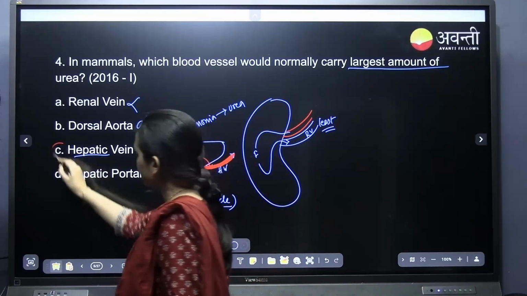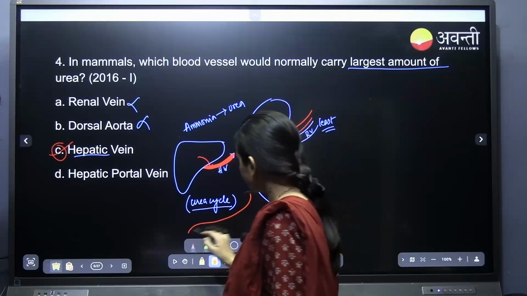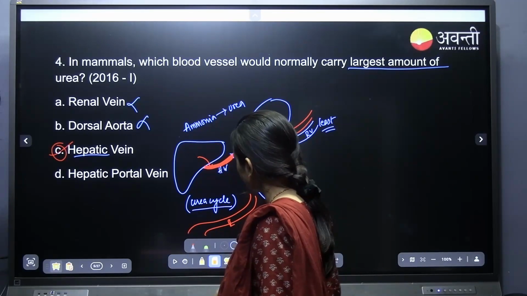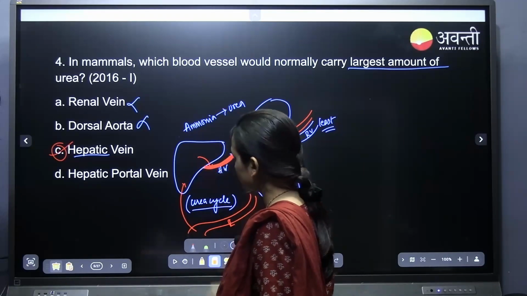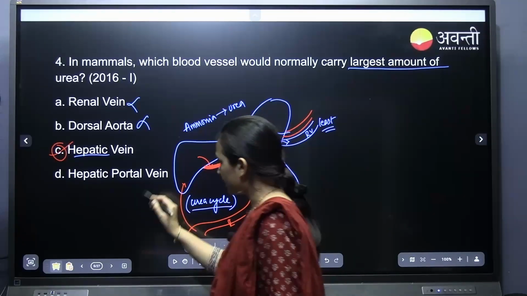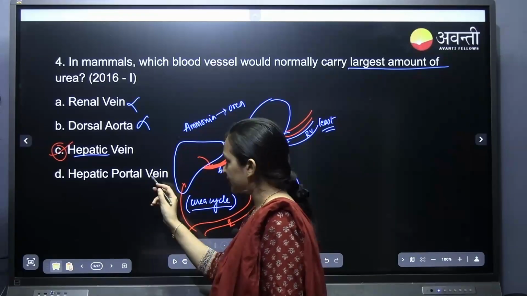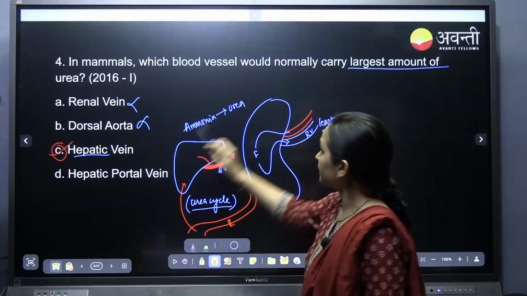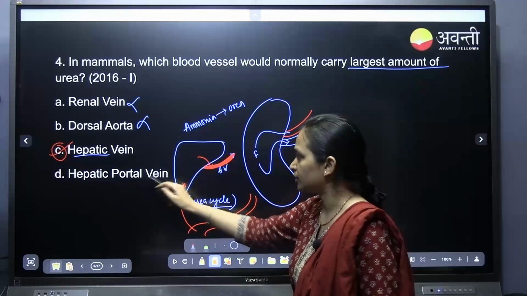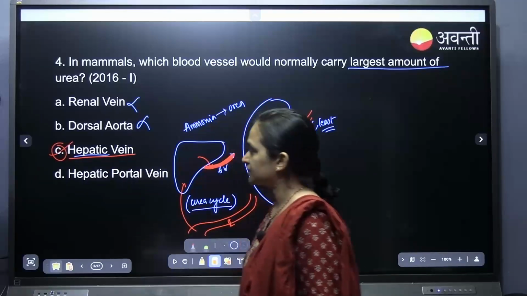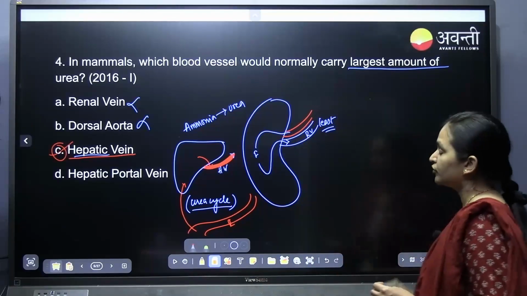Isn't it? Definitely. And hepatic portal vein, what do you mean by hepatic portal vein? From the intestine, this is intestine, the hepatic portal vein is going to the liver. This will have most of the absorbed digested materials like nutrients, so it doesn't contain the largest amount of urea. There will be certain but not much. Here we can say that C, that is hepatic vein, has the largest amount of urea present.